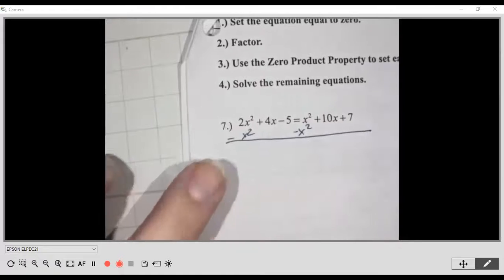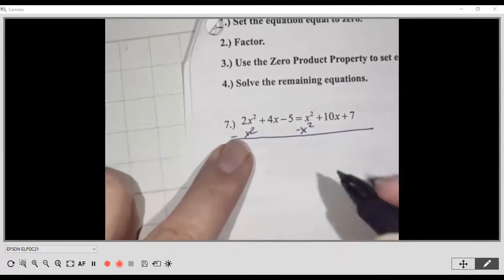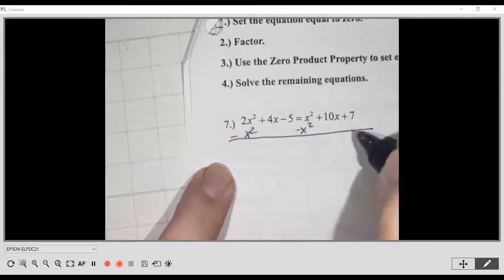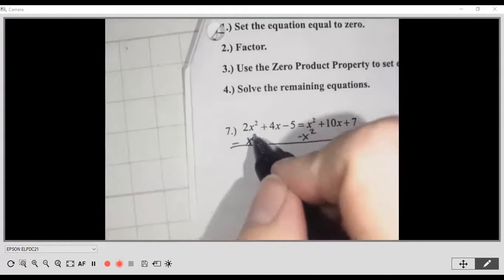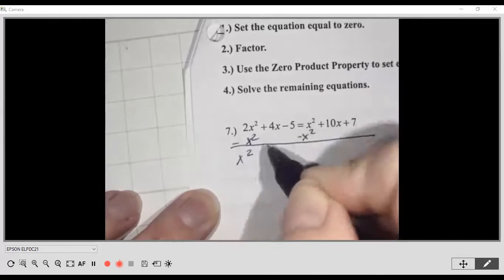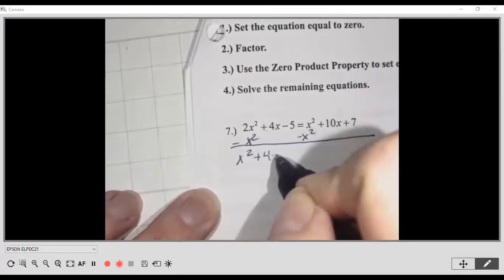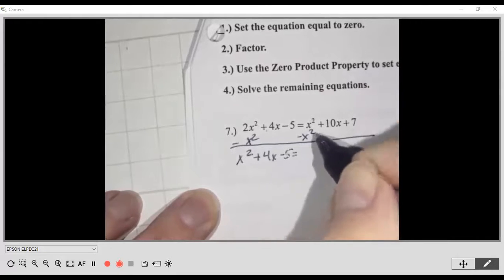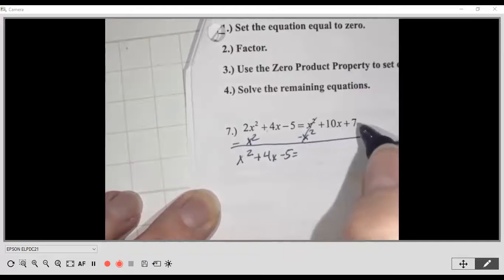Okay, and then we can do this one step at a time on this first equation, but after this first one, I'll probably combine steps just to save rewriting so many times. Okay, so 2x squared minus x squared gives us x squared. Bring down the plus 4x minus 5, bring down the equals. X squared minus x squared is 0, bring down the 10x plus 7.